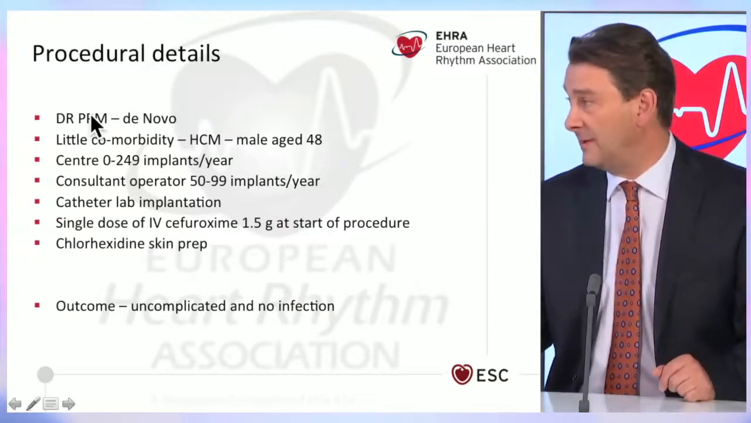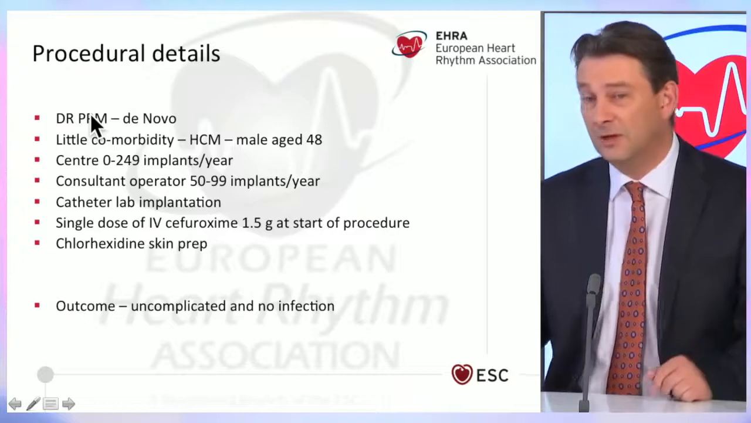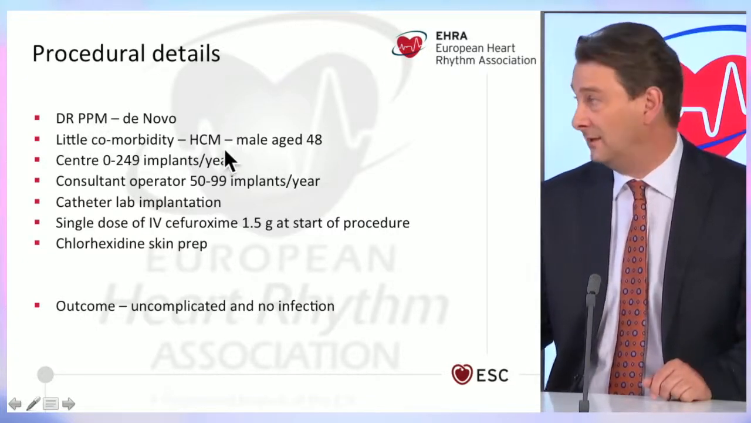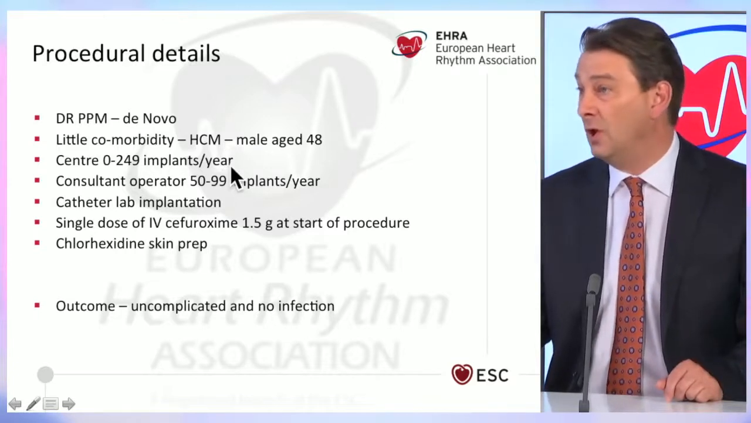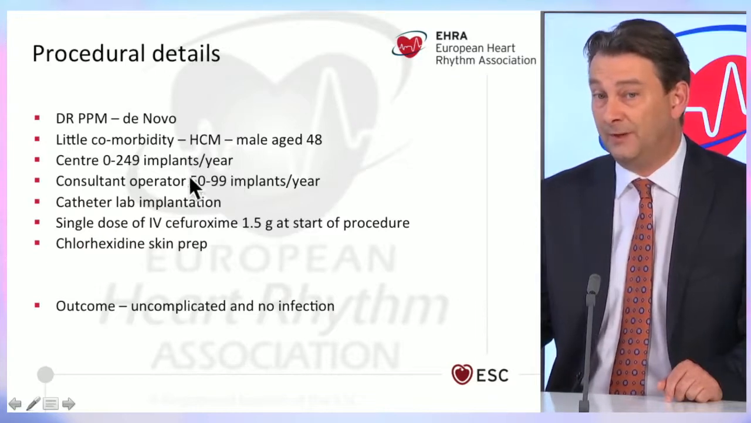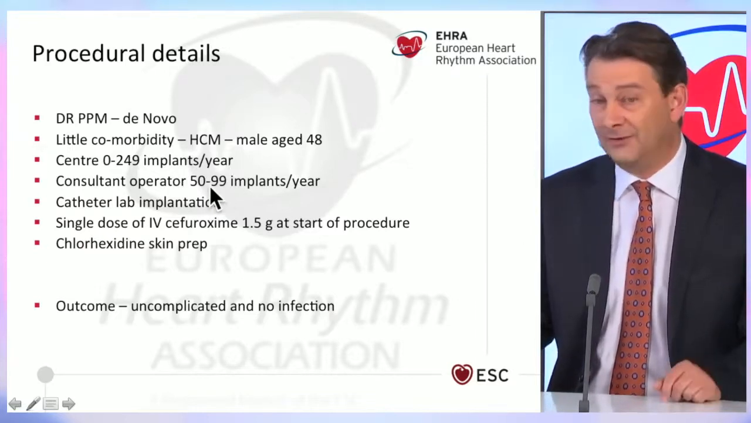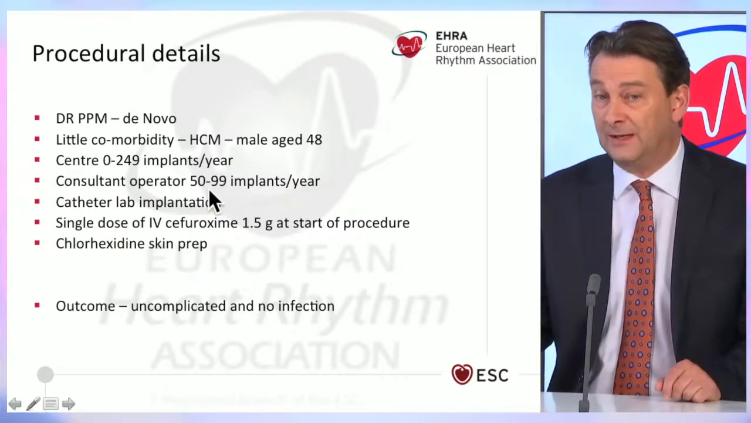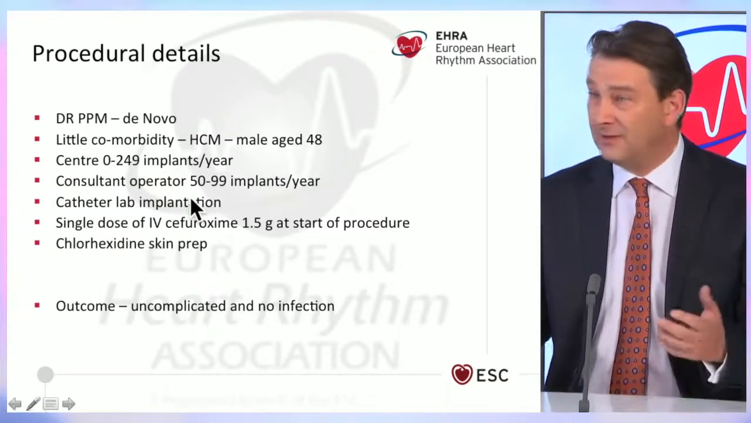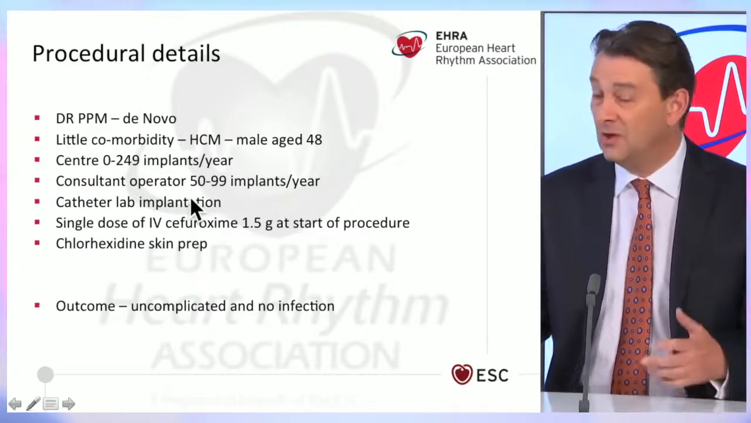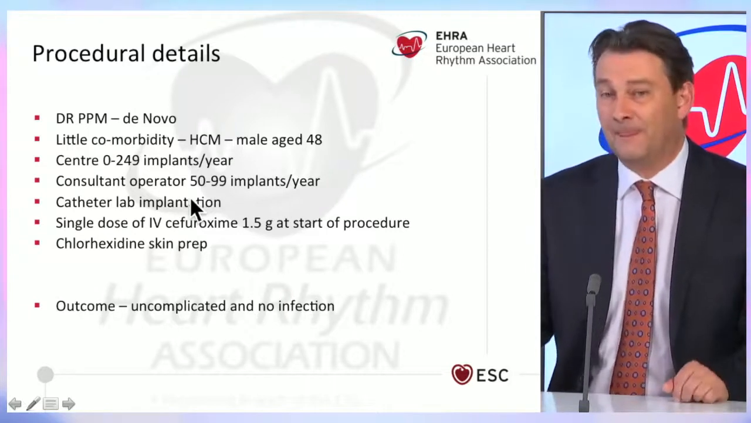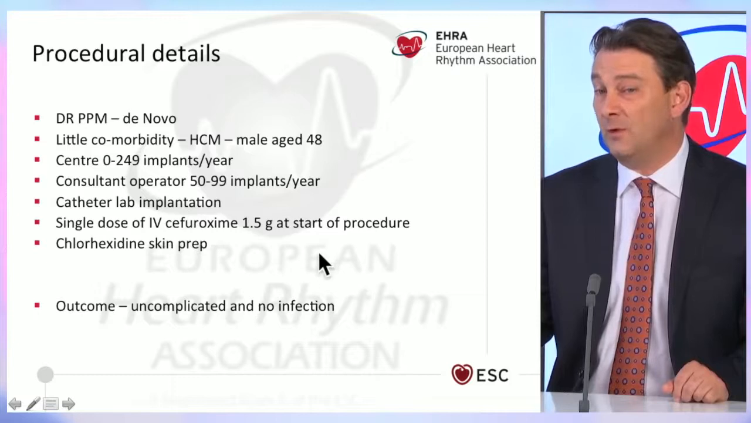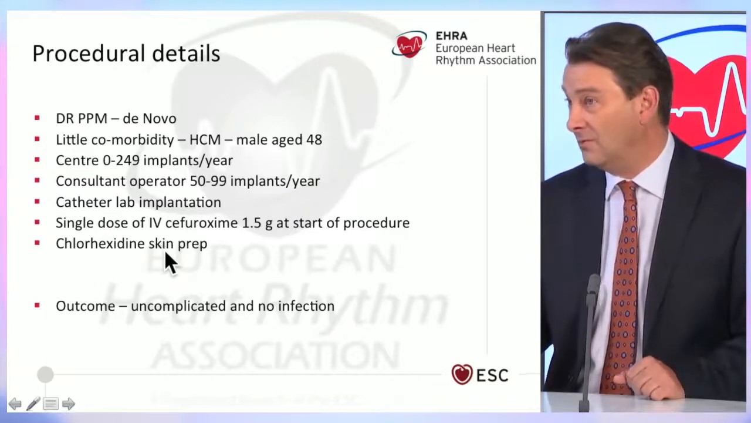Because it was a dual chamber pacemaker, we know that single chamber pacemakers have less risk but wouldn't be as appropriate in a young patient with complete heart block. He had relatively little comorbidity in terms of risk factors for infection. The centre in which it was implanted was a low volume centre, less than 250 implants per year, although the operator was one of the 2 implanters there doing between 50 and 99 implants per year. It was implanted in a cath lab rather than a theatre, and within the British Heart Rhythm Society guidelines, we are recommended to use theatre or theatre quality air changes within a cath lab. He had a single dose of IV cefuroxime, 1.5 grams at the start of the procedure, chlorhexidine skin prep, and the outcome, as we know, was that there was no infection.